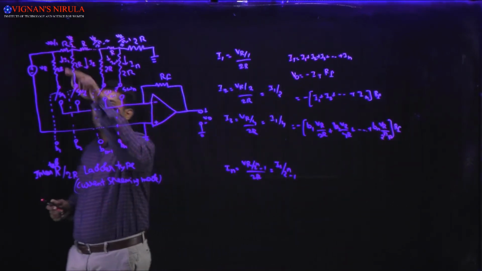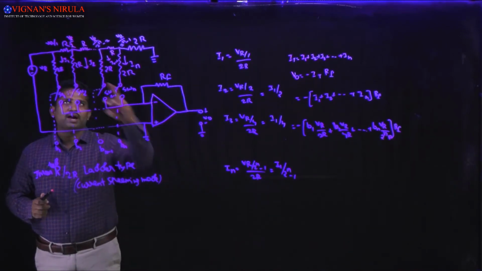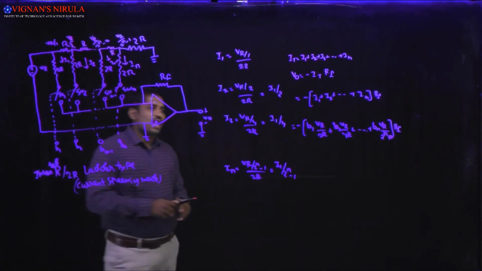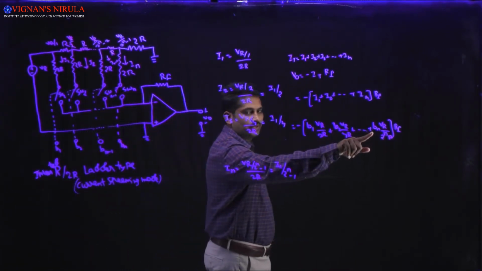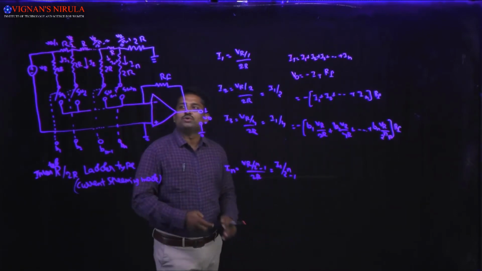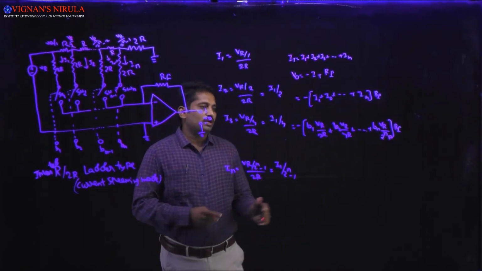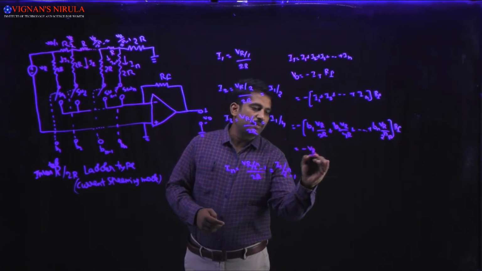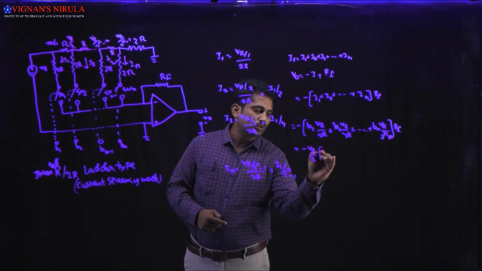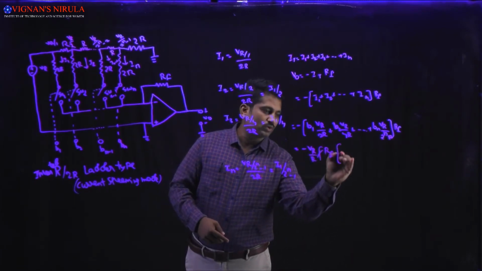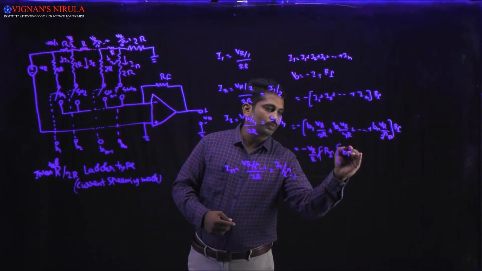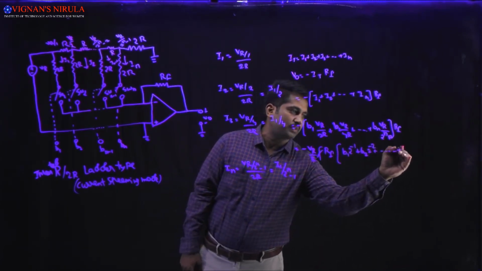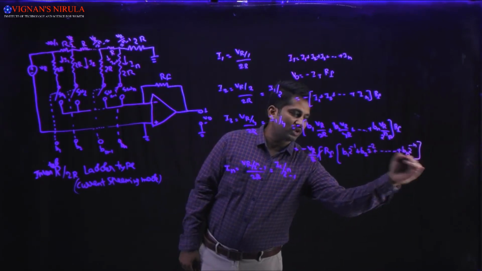Why? Because VR by 1 by 2R is nothing but VR by R. VR by 2 by 2R is nothing but VR by 4R. Like that, I am directly representing the last one as Bn into VR divided by 2 power n into R. Okay. So take common VR by R. So we will get it as minus VR by R into RF into B1 into 2 to the power of minus 1 plus B2 into 2 to the power of minus 2 plus so on plus Bn into 2 to the power of minus n.